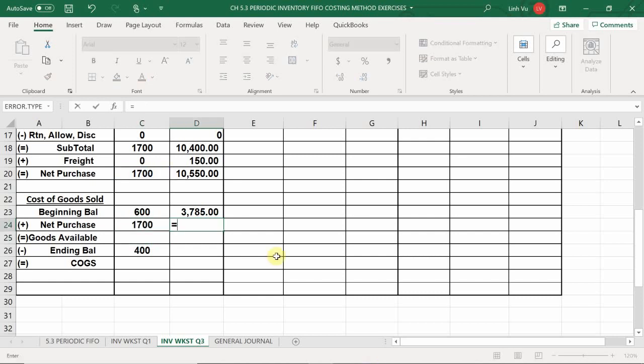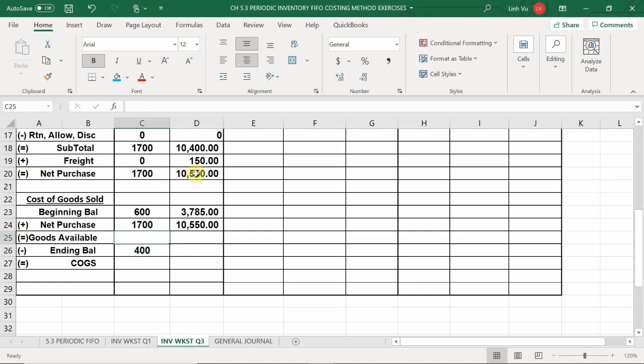If I have 400 units left on hand, how many items did I sell? 1,900. Okay. So let's go ahead and solve for the cost of goods sold. I'm going to have a running balance here, so let's do it exactly here so we can see a little better.